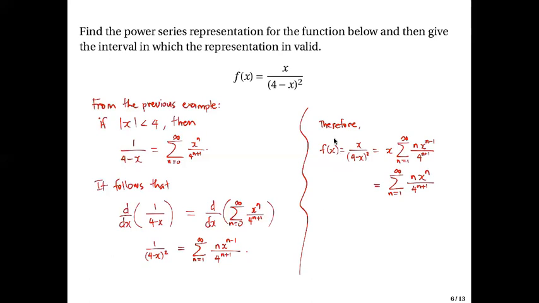But take note that since this series here is valid only in this interval, we have to put that condition. So let's just write it here. Therefore, if the absolute value of x is less than 4, then our f of x which is given by this will be this guy here. So this is the power series representation of this function.